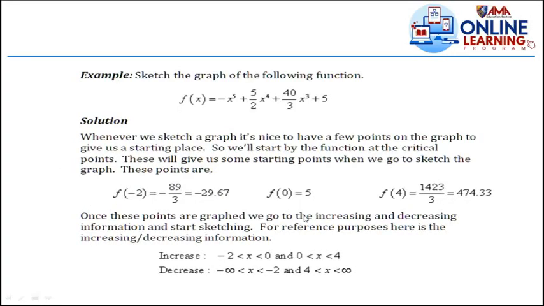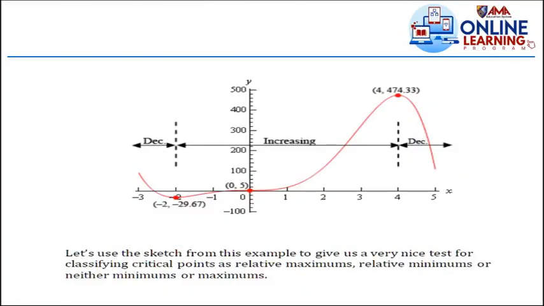Okay? So, with that, if we're going to look at our figure, if x is equal to -2, our y is -29.67. If x is equal to 0, y is equal to 0. If x is equal to 4, our y is 474.33. So, if we're going to plot from this portion to that part, we have now decreasing. Magmula dito sa -2 at doon sa 0 at doon sa 4 na critical points po natin, we have increasing.